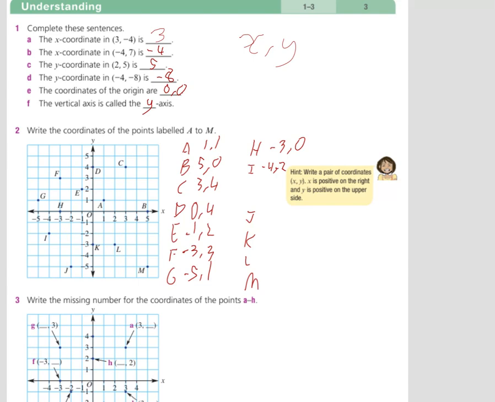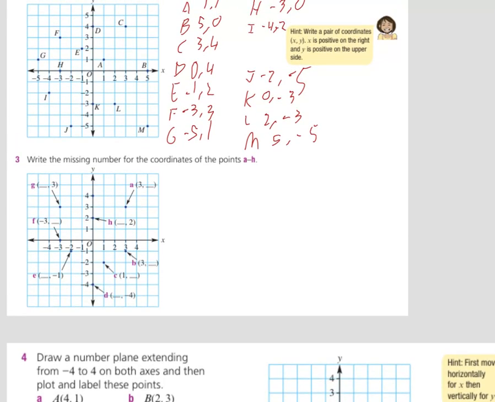J will be at -2, -5. K will be at 0, that's on the line, -3. L will be at 2, -3. And M will be at 5, -5. Good little practice.